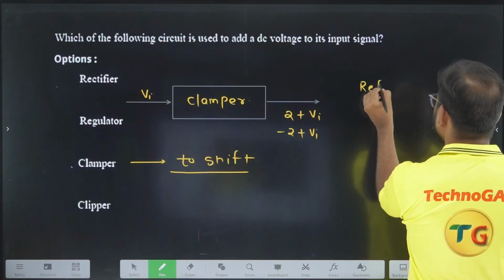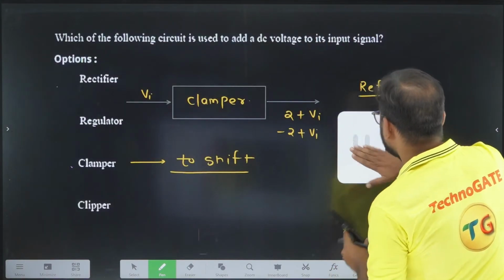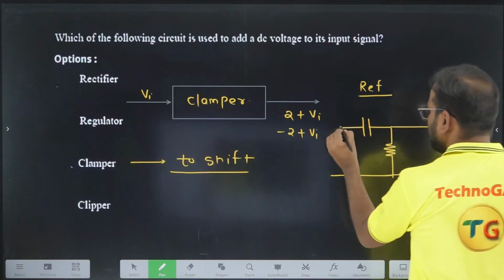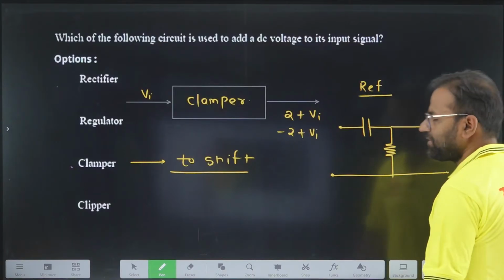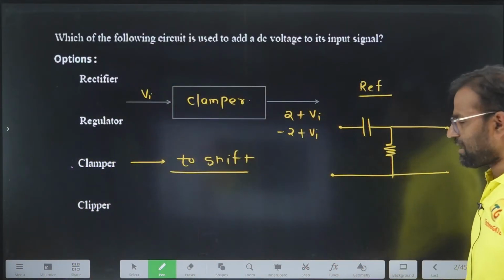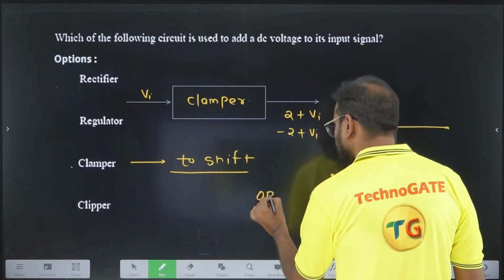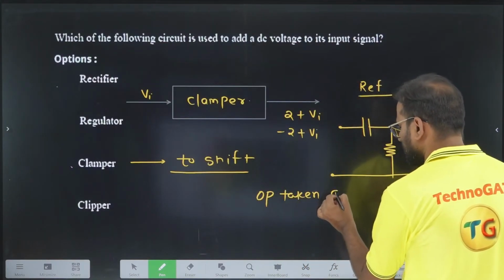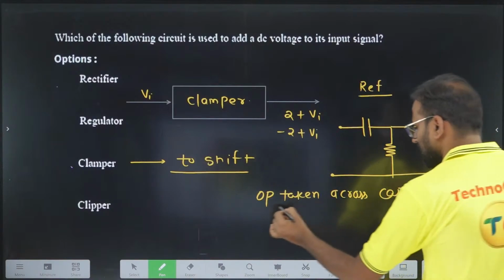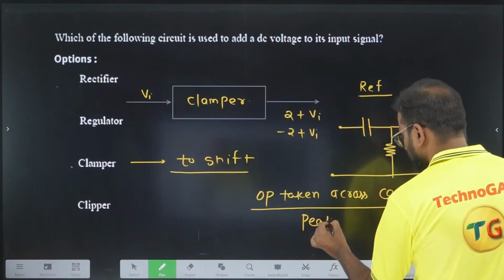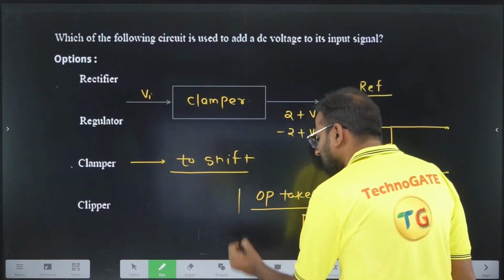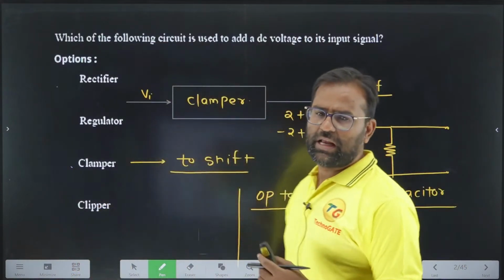For your reference, I can draw the clamper. This is the clamper circuit. This type of circuit is known as a clamper if you take the output across the resistance, and when you take the output across the capacitor, it is known as a peak detector. There are two names for this circuit. If the output is taken across the capacitor, it is known as a peak detector. Peak detector means a circuit which detects the peak, maybe positive peak or negative peak.